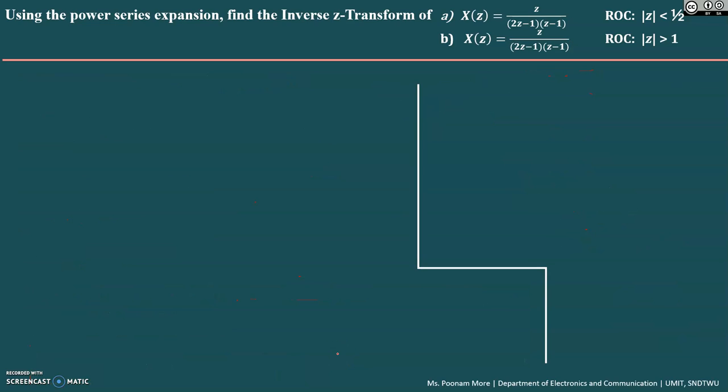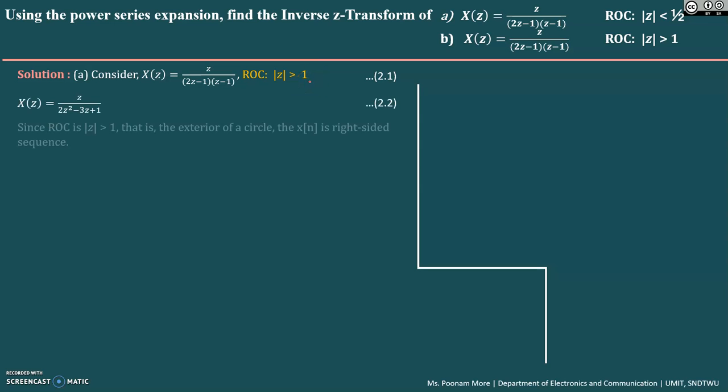Similarly, in the next example, we have x of z as z upon (2z minus 1) into (z minus 1) with the ROC such that the magnitude of z should be greater than 1. From the ROC, we can say that the region of convergence lies outside the circle whose radius is equal to 1. That means the expected x of n will be a right-sided sequence.